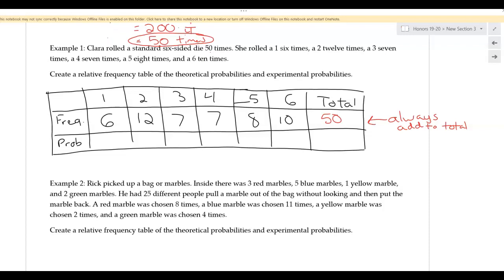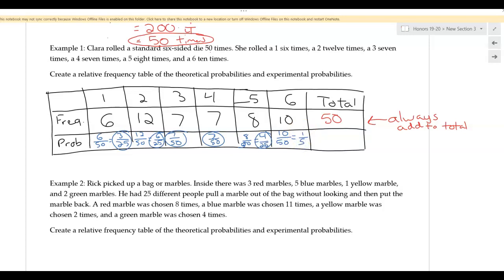Then we have our probability. So the probability is just that. We know how to find probability. I have 6 out of 50, which is also 3 out of 25. 12 out of 50, which is 6 out of 25. 7 out of 50 does not reduce. 8 out of 50, which is 4 out of 25. 10 out of 50, which is 1 out of 5.